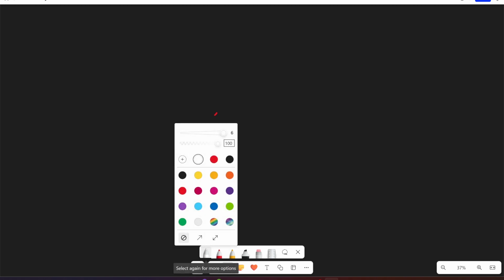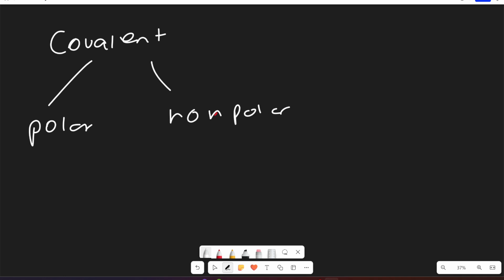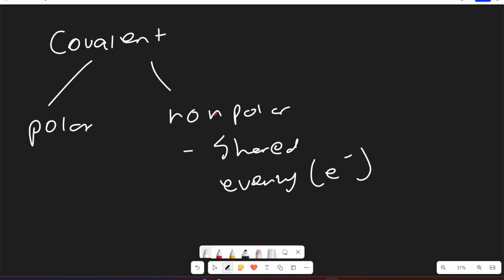The next thing we want to get into is polarity. We talked about covalent bonds. There are two types of covalent bonds: polar covalent and nonpolar covalent. Nonpolar covalent is when the electrons (e minus) are shared evenly. This essentially results in a small delta EN.